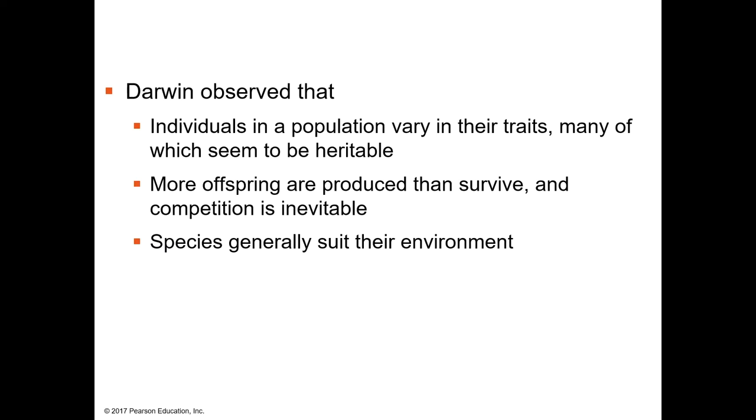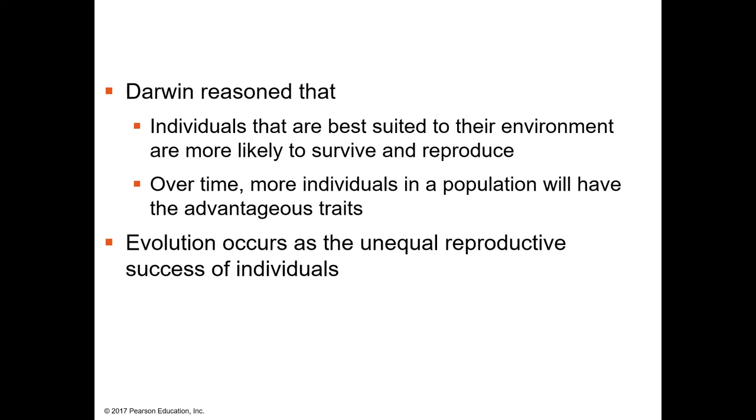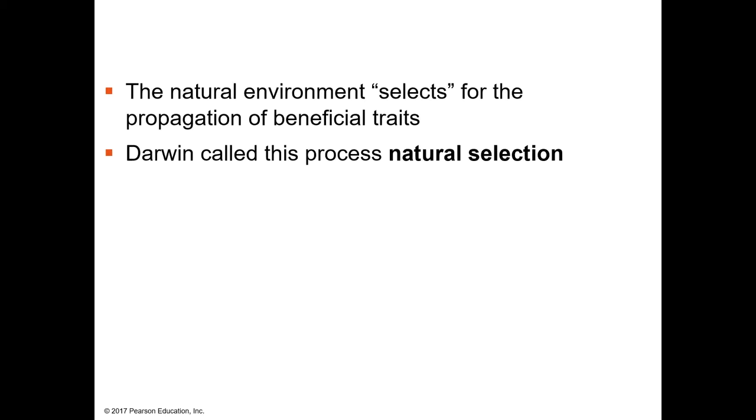Okay, Darwin observed that individuals in a population vary in their traits, many of which seem to be heritable. More offspring are produced than survive, and so therefore competition is inevitable, and species generally suit their environment. Darwin reasoned that individuals that are best suited to the environment are more likely to survive and reproduce, and over time, more individuals in a population will have the advantageous traits, and evolution occurs as the unequal reproductive success of individuals. The natural environment selects for the propagation of beneficial traits, and he called this natural selection.